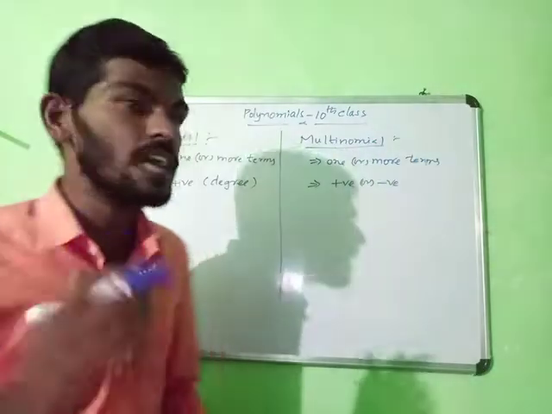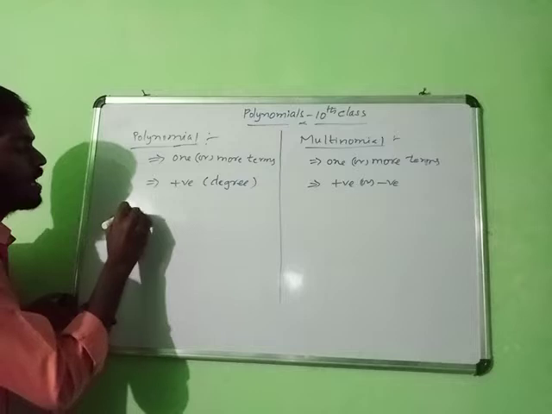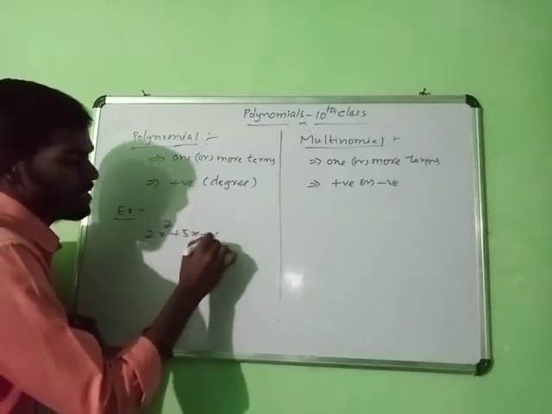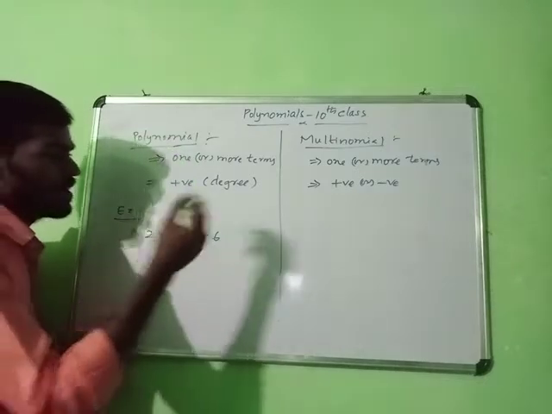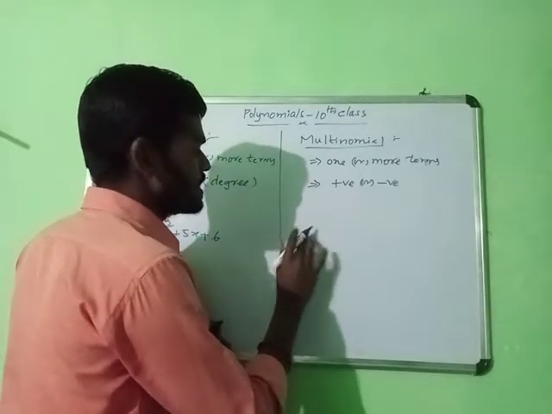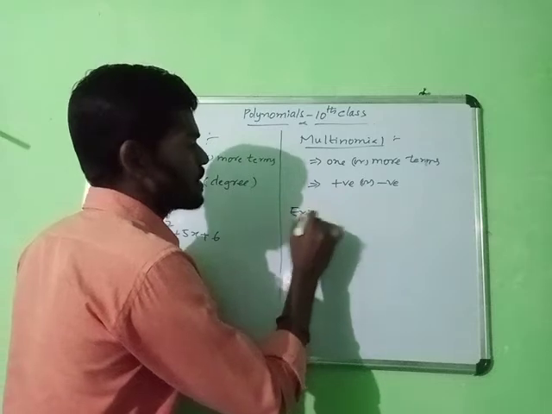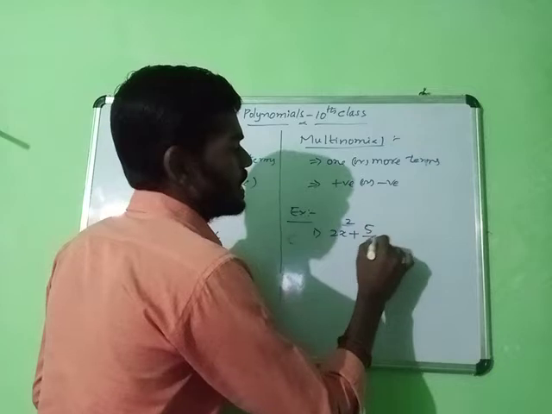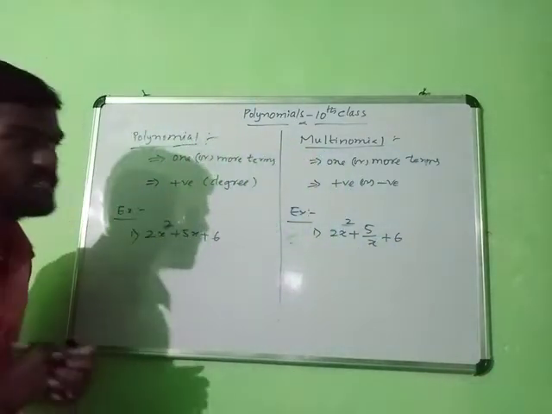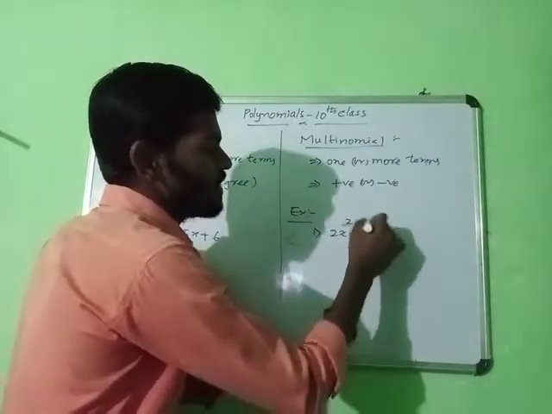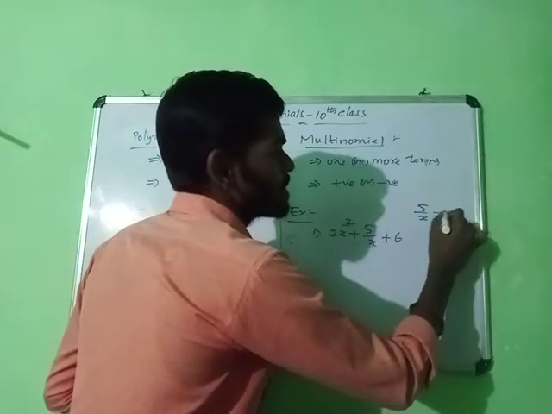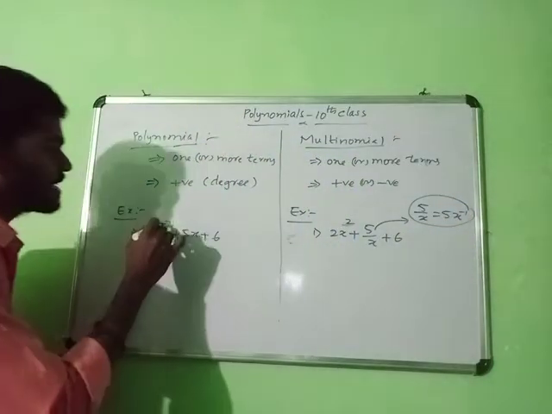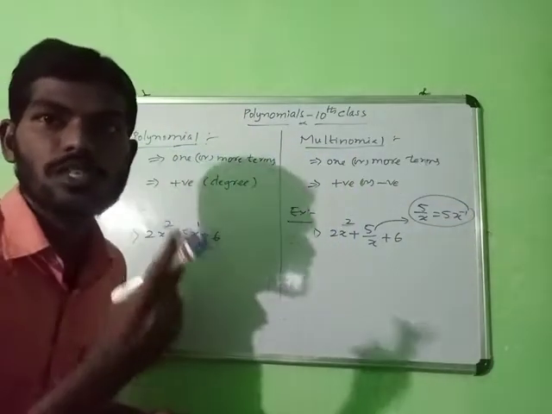For example, a polynomial: 2x square plus 5x plus 6. This is the example of a polynomial. Now take this example: 2x square plus 5 by x plus 6. Here 1 by x is there. What will 5 by x be? 5 into x power minus 1. Here see, the degrees 2, 1, 0 are there, so the degrees are all positive.